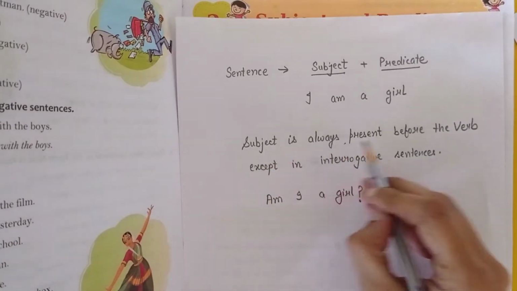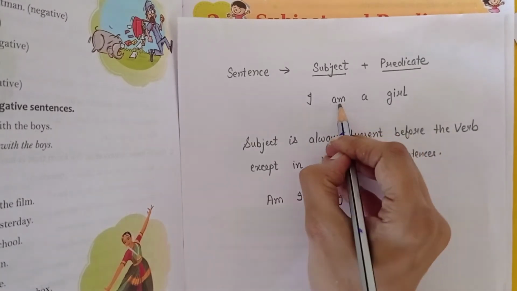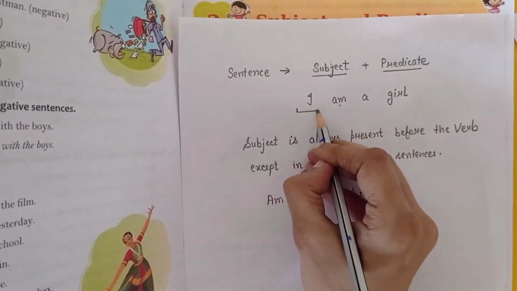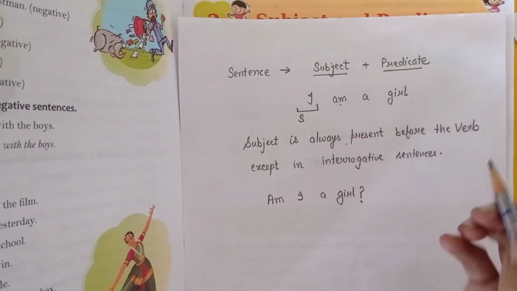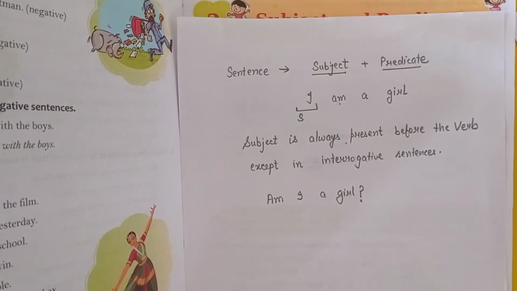Subject is always present before the verb. So here verb is am. So verb से पहले जो है वो हमारा subject होगा. Except in interrogative sentences. Interrogative sentences में verb से पहले subject नहीं होगा.